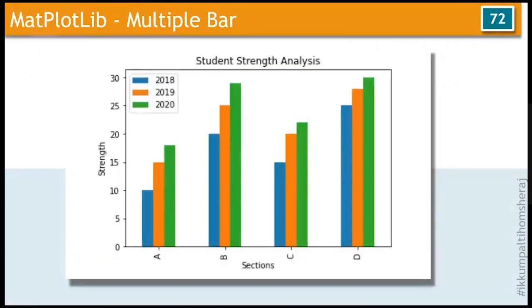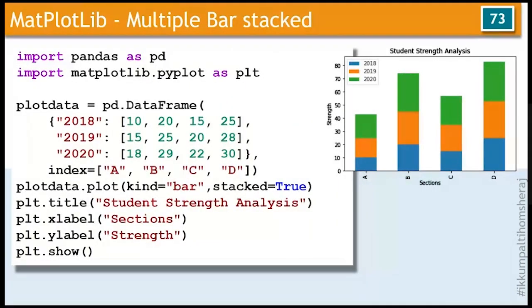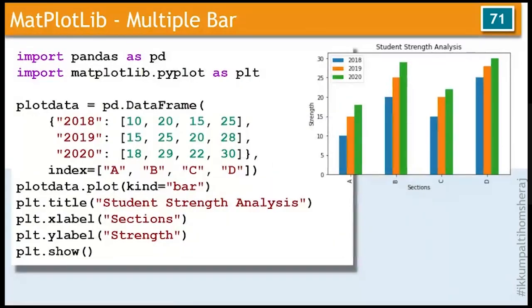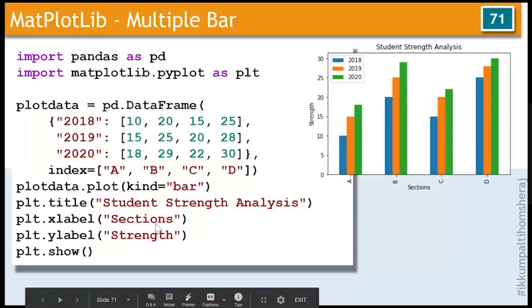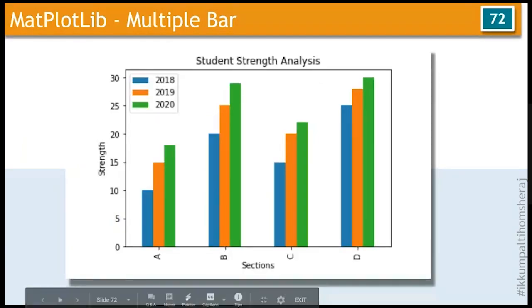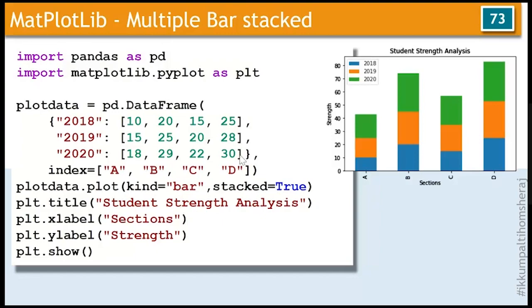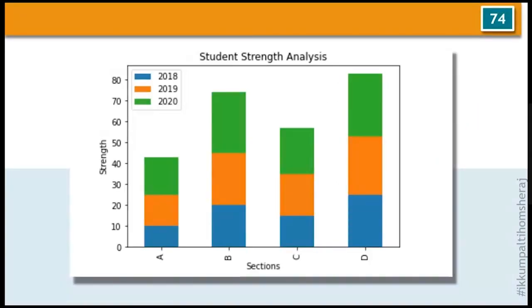Okay, like this. Then if in the same one, you add one more option at the end as stacked is equal to true, with kind is equal to bar, if you add another argument as stacked is equal to true, you will be having this kind of stacked bar chart. So the previous example and this example are exactly the same, except one more argument over here as stacked is equal to true. So this is what is going to be output.